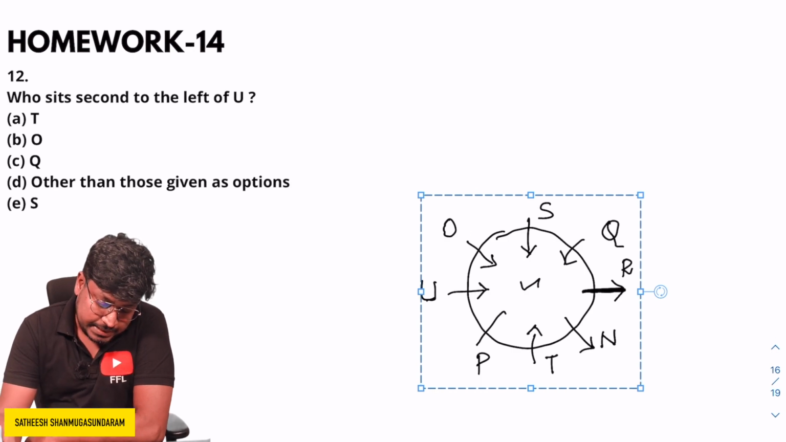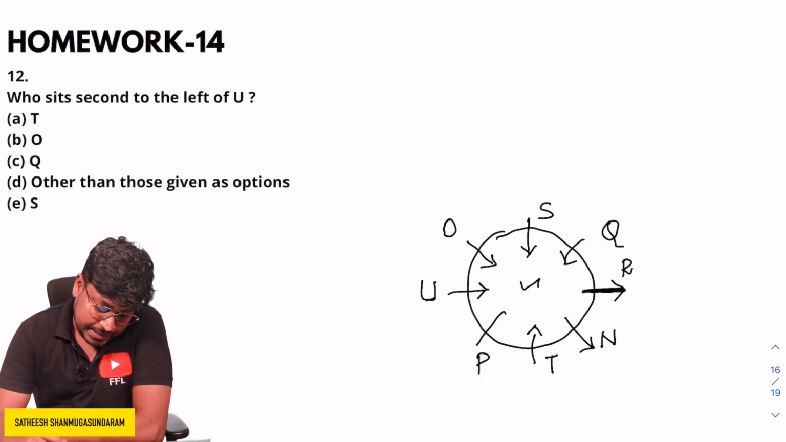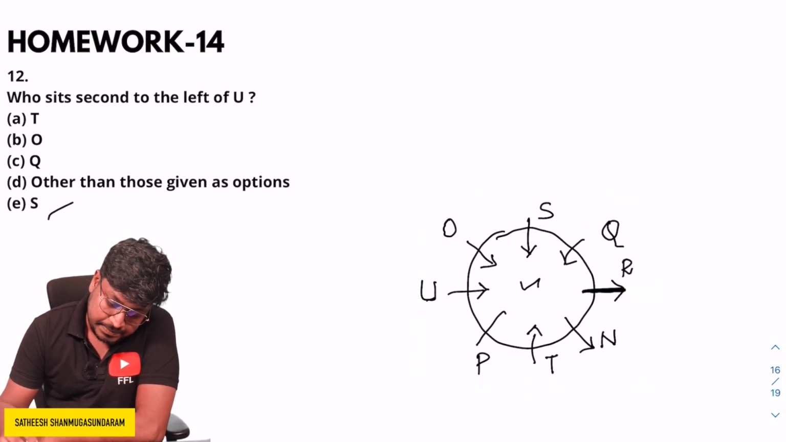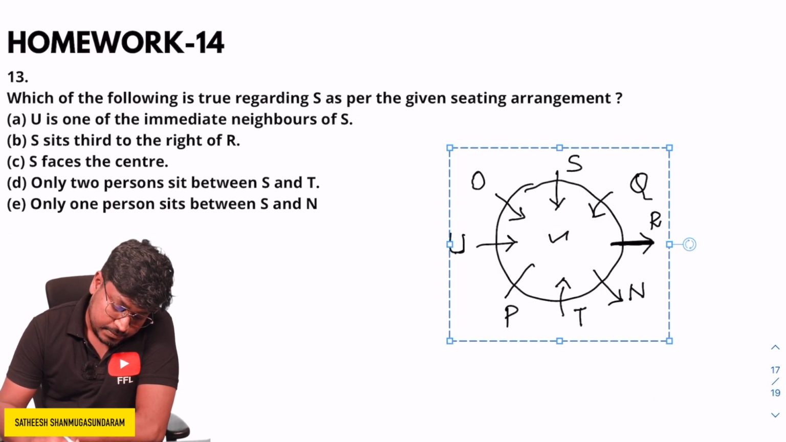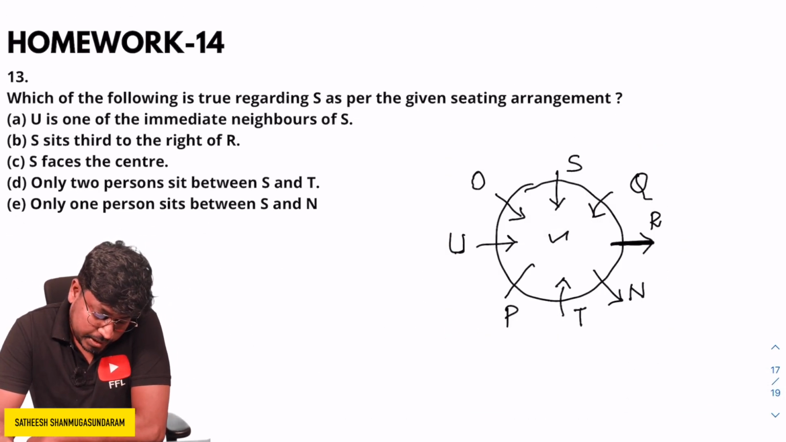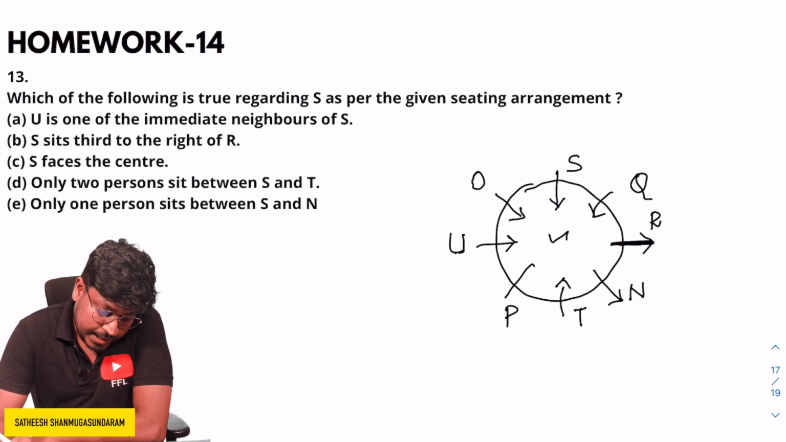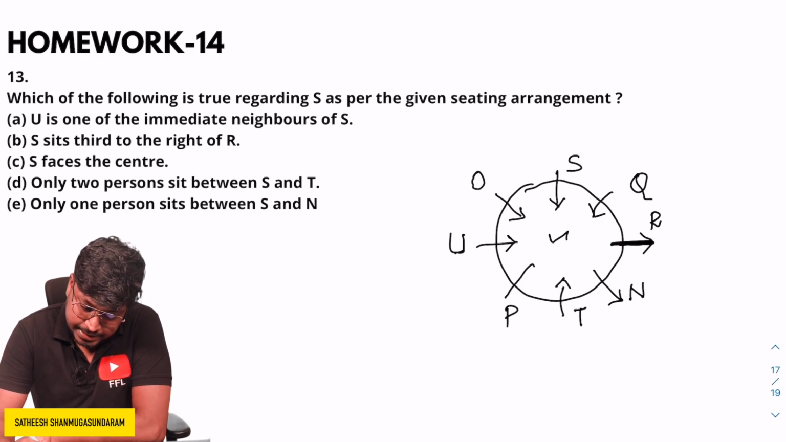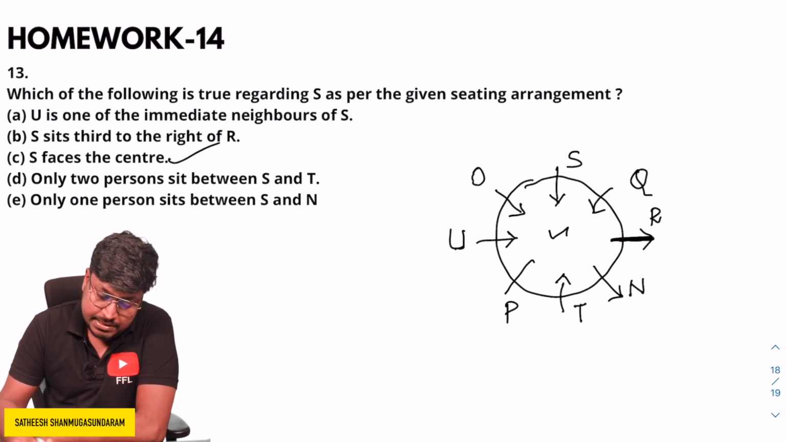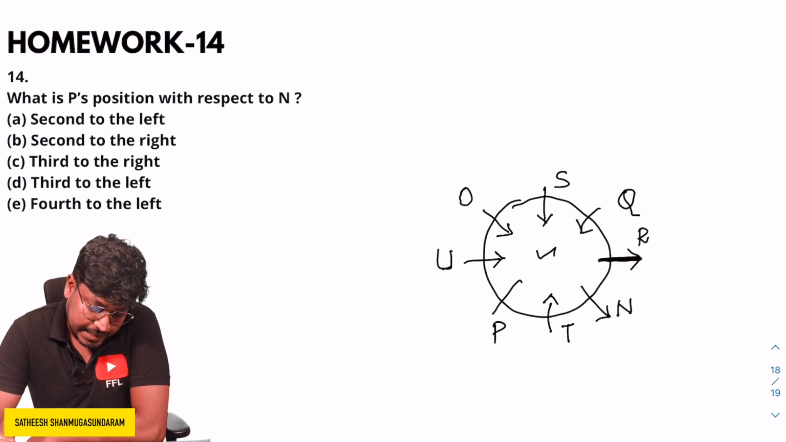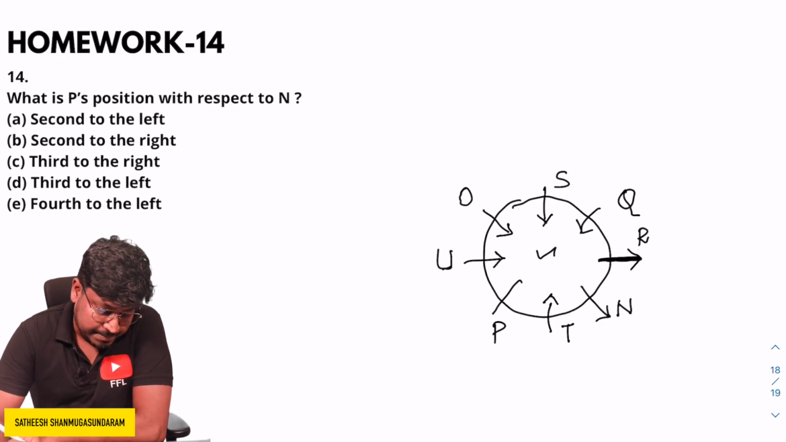Who sits second to the left of U? U's left hand side second place will be S. Which of the following will be true? U is one of the immediate neighbors of S. No, that is wrong. S sits third to R's right hand side. R's right hand side third will be wrong. S faces the center. S is facing the center. What is the position of N? N to P will be N's right hand side second place is P. Second to the right.